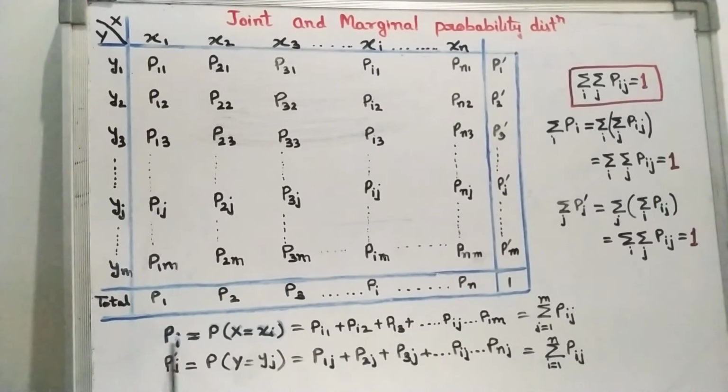Remember always pi means pi is equal to probability of x is equal to xi. It is the probability of x is equal to xi, but we cannot get the probability separately in x form, because all are combined with the y variable. So we get this when we add these probabilities, we will get the pi probability. So pi probability can also be denoted in this way, summation of pij where j goes from 1 to m.